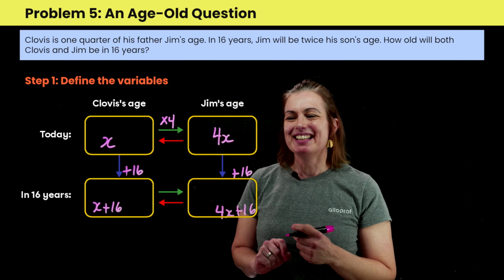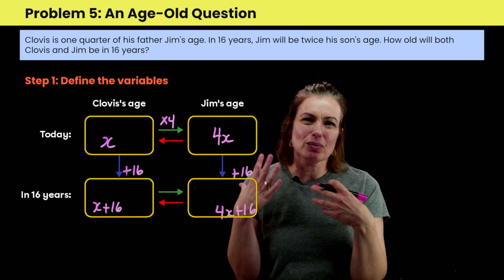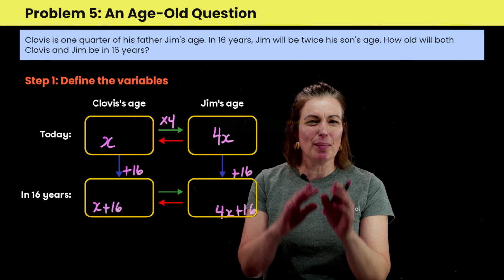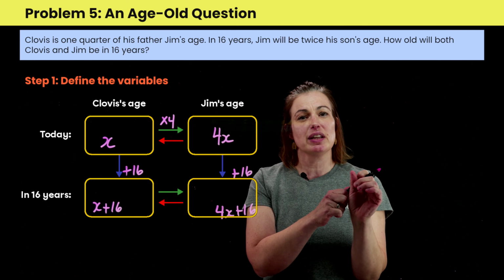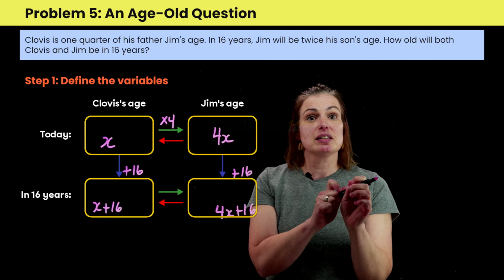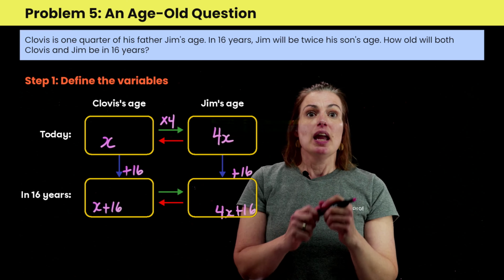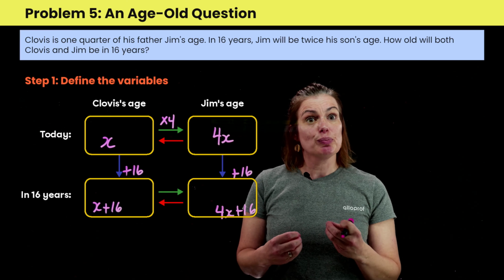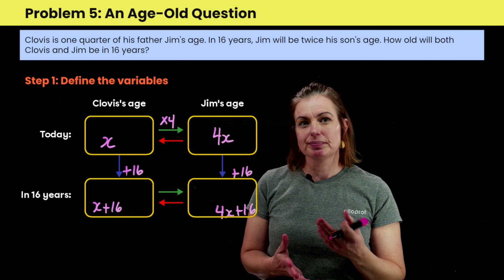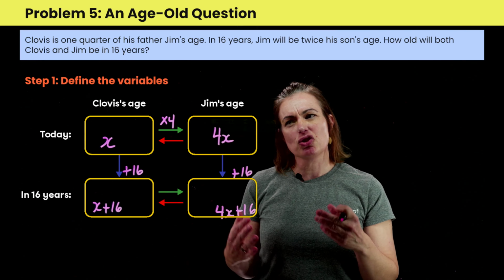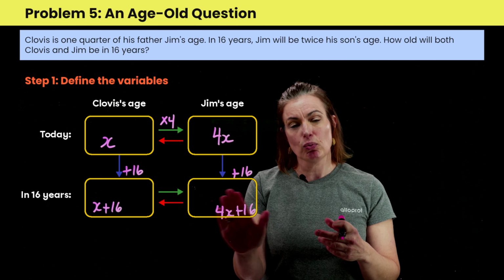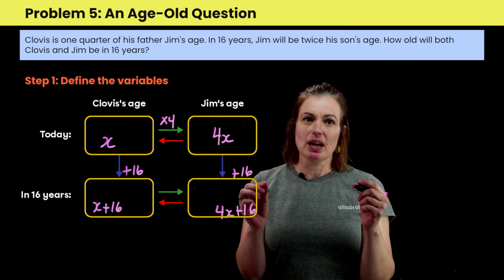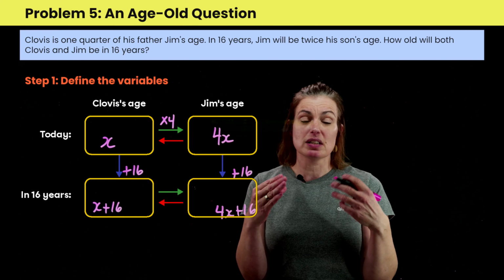All right. So I've got these initial statements, but I still don't really have an equation for this. And I'm also not really finished with everything that my problem has told me. So let's take a look at what else is in this problem. It says that in 16 years, Jim will be twice his son's age. So to represent Jim in 16 years, I have one statement already, but then I also have this one that's telling me that he will be twice his son's age.